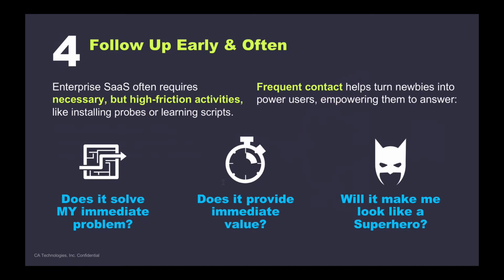Our next principle is to follow up early and often. SaaS software for enterprise is a little bit different than consumer software in that there are often necessary but very high friction activities. Some of these things might include installing probes on a server, or punching a hole in a firewall so you can get access to certain data, or learning a new scripting language. So this stuff doesn't happen right away.